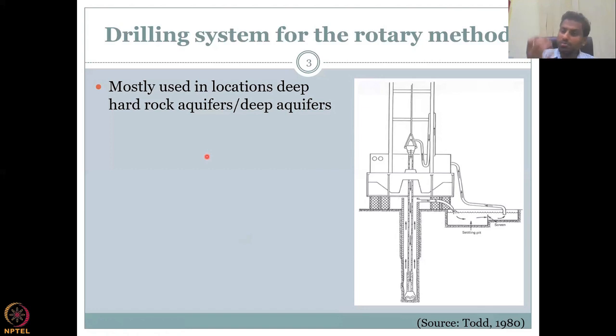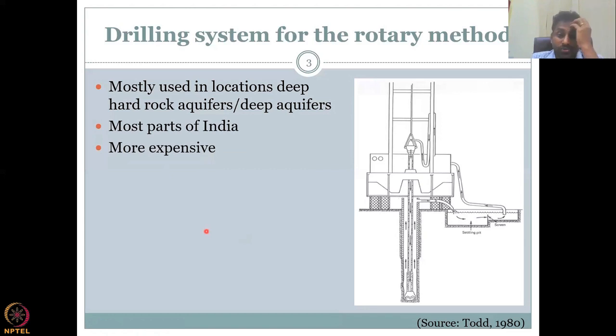They are also asked to deepen the wells sometimes. So it is not only for making new wells, but also to deepen or flush out another well. It is, as I said, in most parts of India, and it is the most expensive of the methods. The volume of water may be much lesser compared to a dug well. However, these wells are preferred because of the small size.